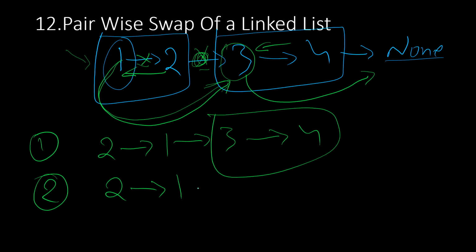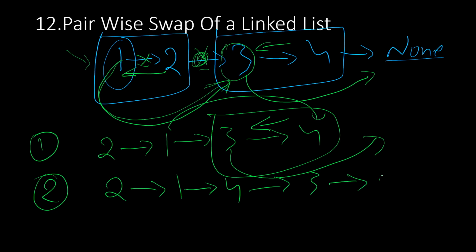Here again, this pair will point towards the second next element. Since there is nothing, it should point towards nothing. It was None earlier, right? So it should be pointing towards None. And 4 will be pointing towards 3, and 1 should be pointing now towards 4. So 1 will point towards 4, 4 will point towards 3, and 3 will point towards None.